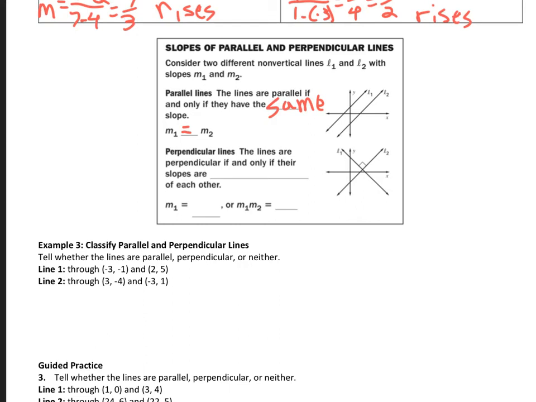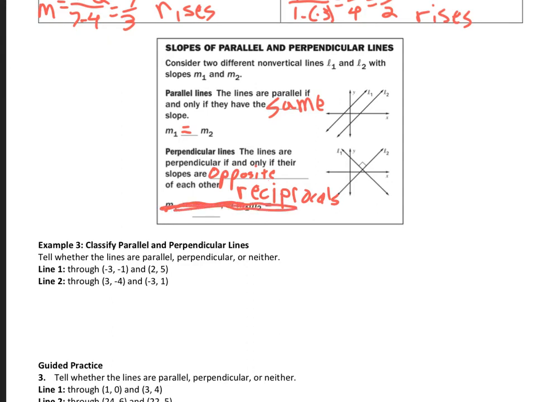As for perpendicular lines, when we have slopes that are perpendicular, what that means is those slopes are opposite reciprocals of each other. And I'll try to write that a little bit better. Opposite reciprocals of each other.